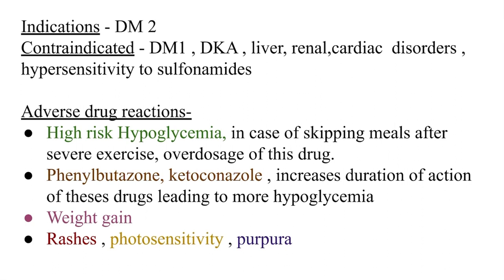Also in case of severe exercise or overdosage of these drugs, hypoglycemia can occur. Other drugs like phenylbutazone, ketoconazole increase the duration of action of these sulfonylureas, leading to toxicity of the drug. When more sulfonylurea is present in the body, it leads to more hypoglycemia, and it can also cause weight gain, rashes, photosensitivity, and purpura.